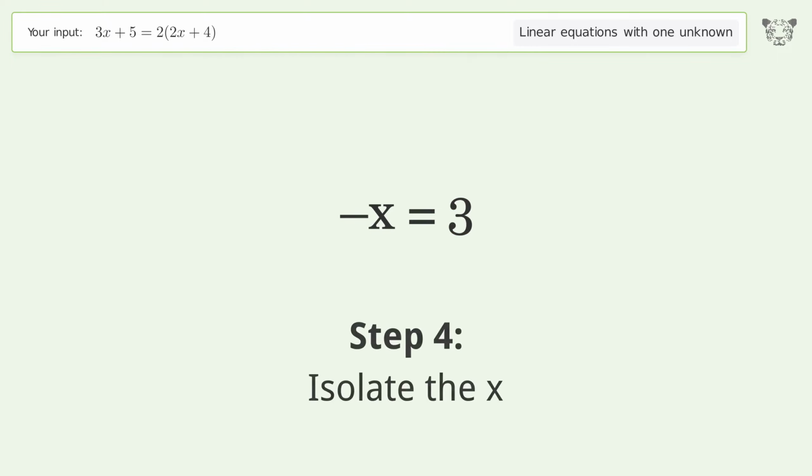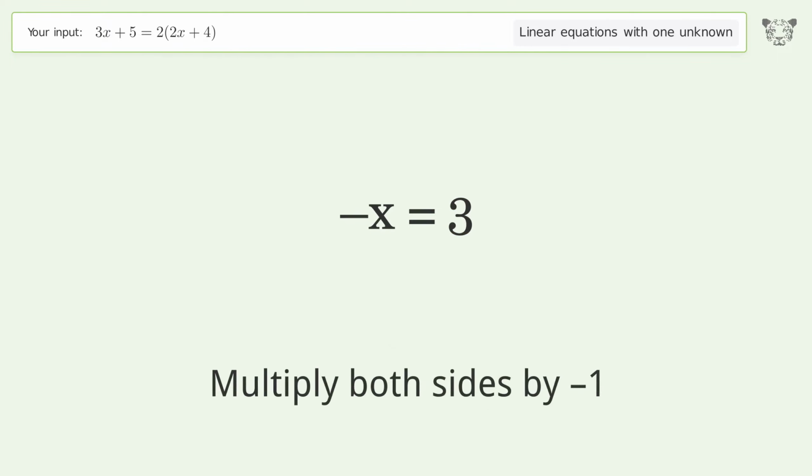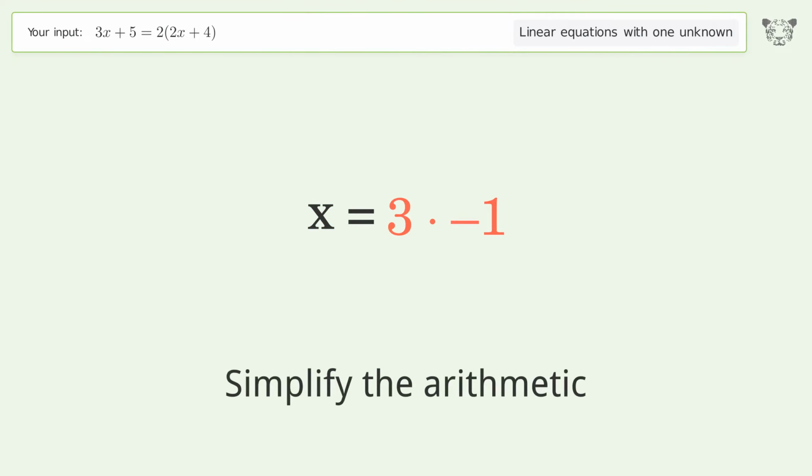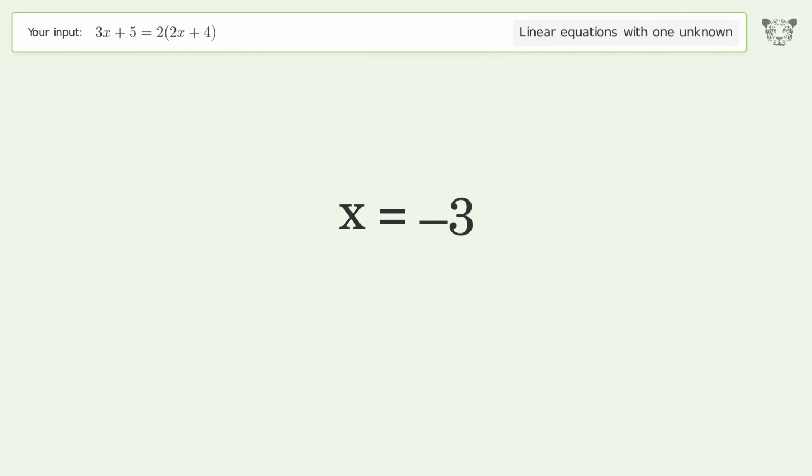Isolate the x. Multiply both sides by -1. Remove the ones. Simplify the arithmetic. And so the final result is x equals -3.